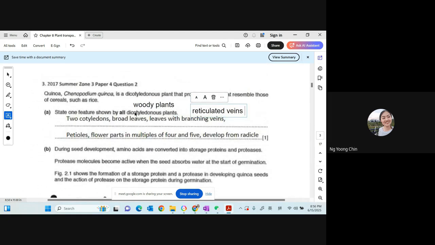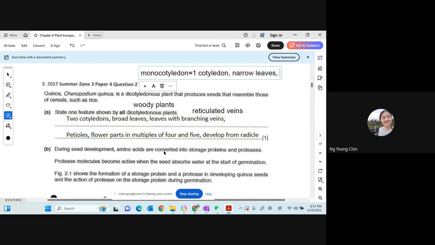If it is a monocotyledon, it would be different. For monocotyledons, the answer is they comprise one cotyledon, and also they have a very narrow leaf. Okay, narrow leaf. And then they have 3 flower petals.